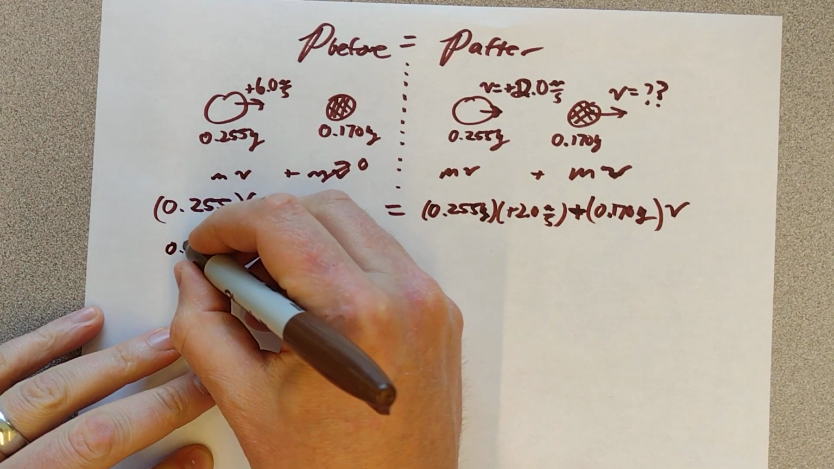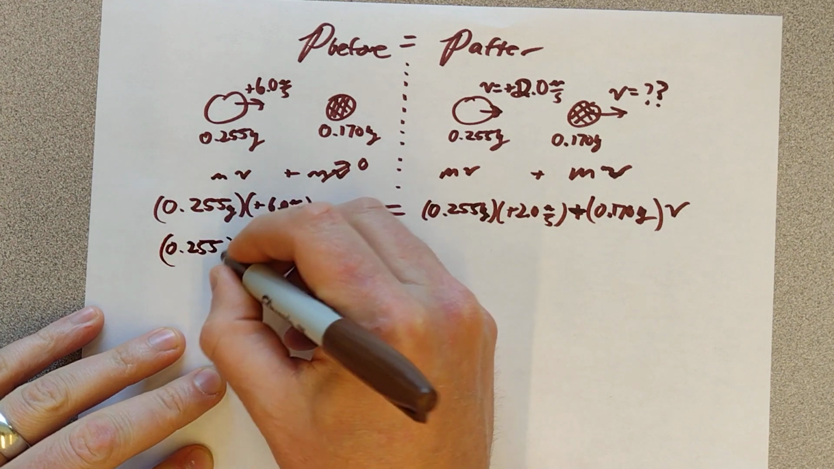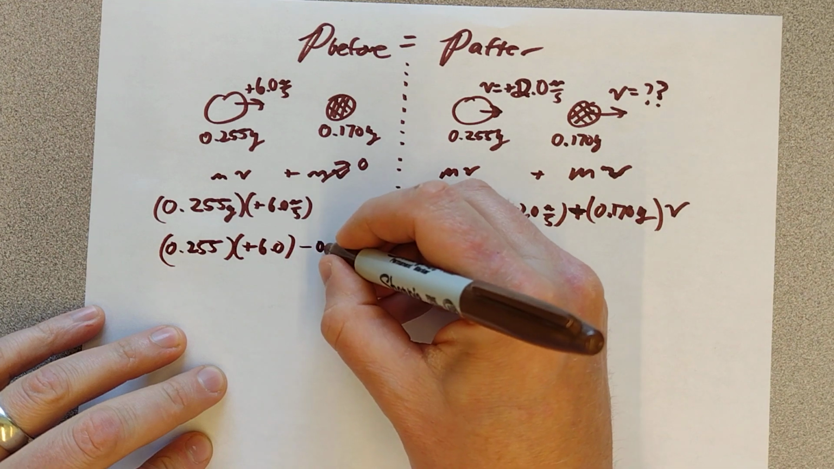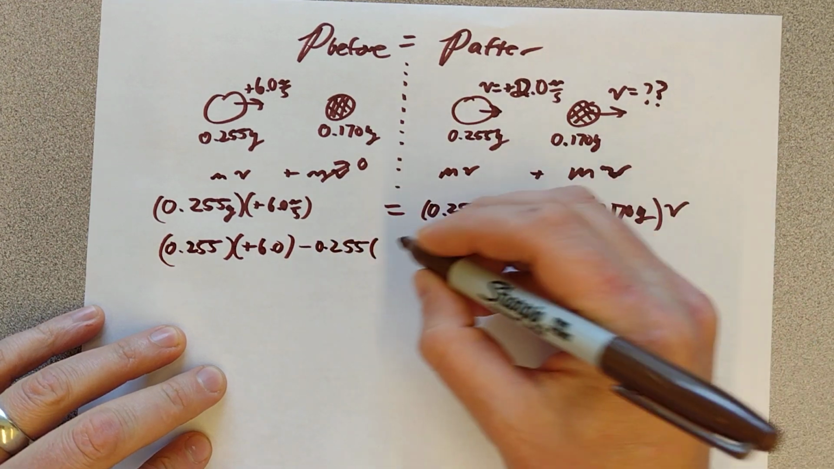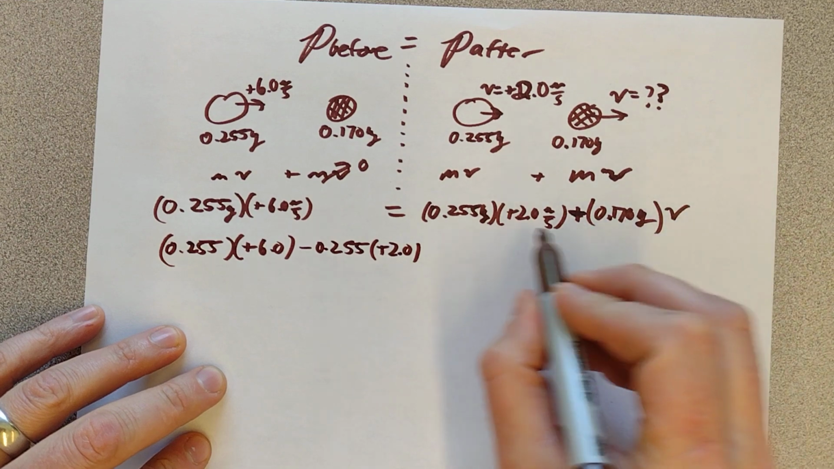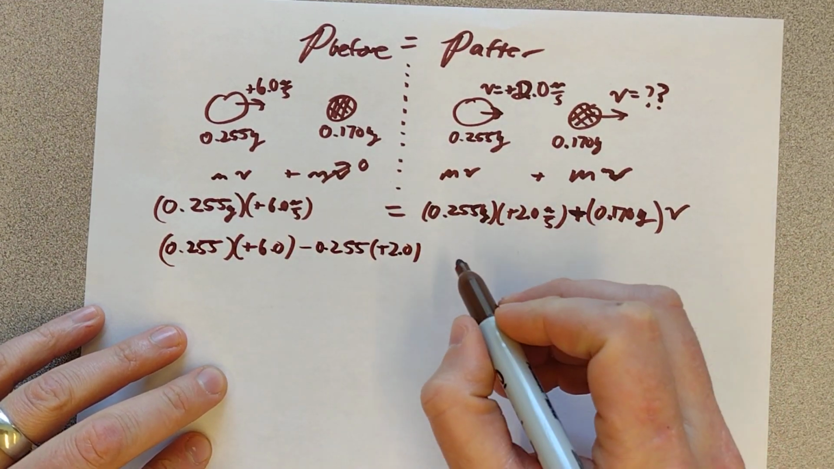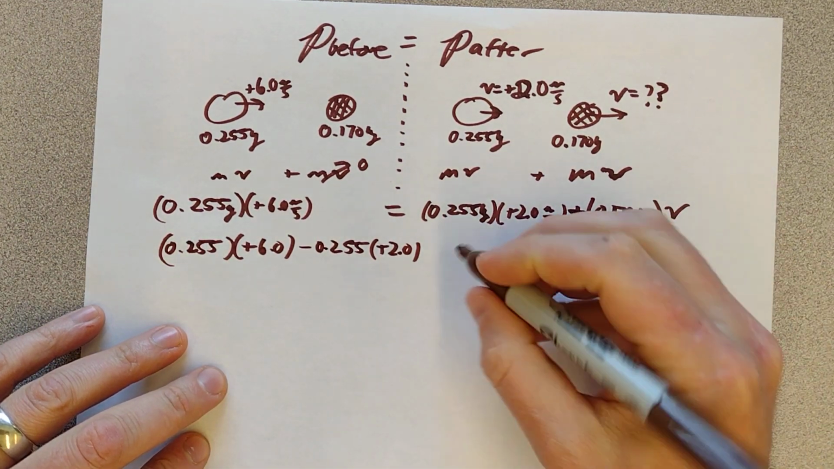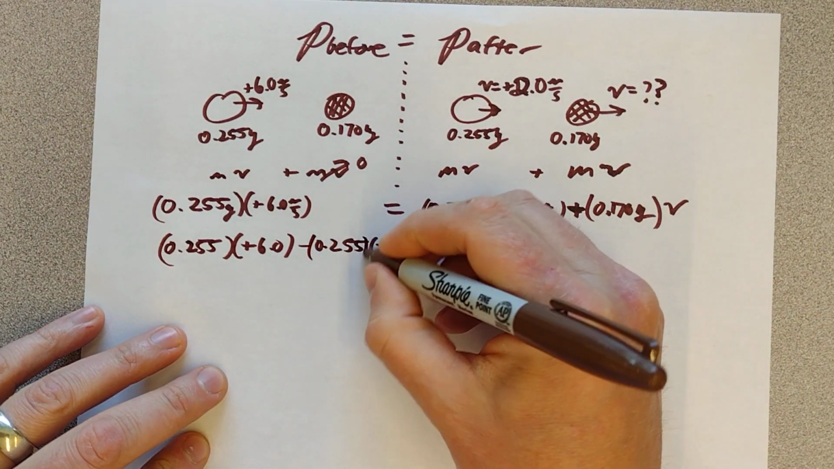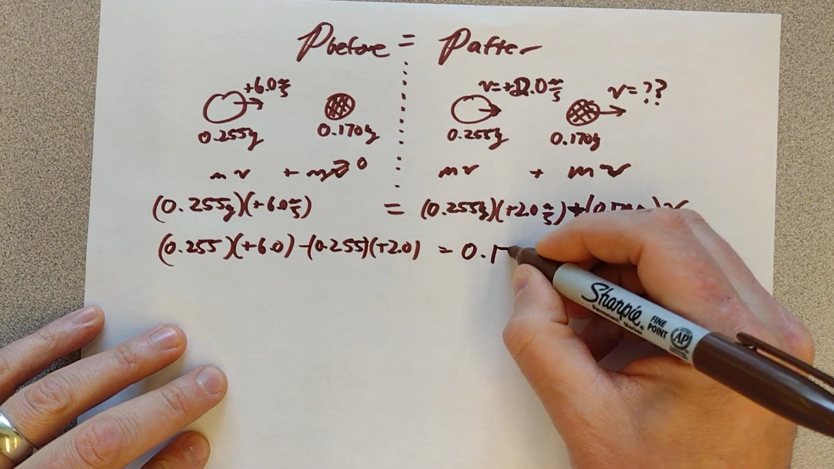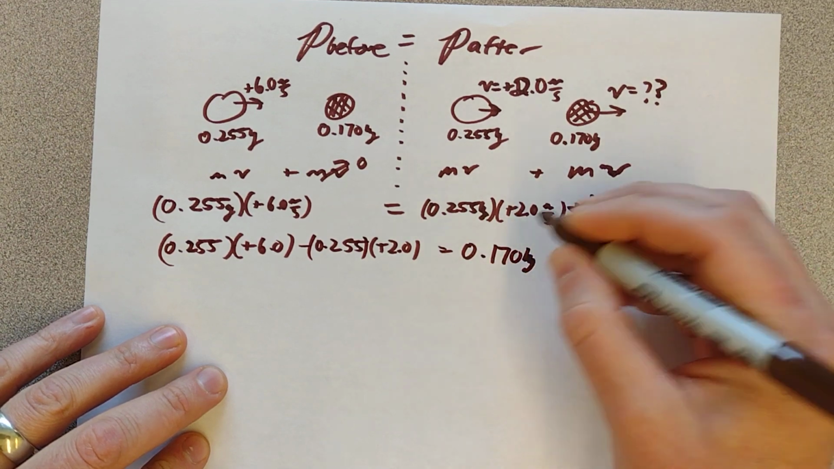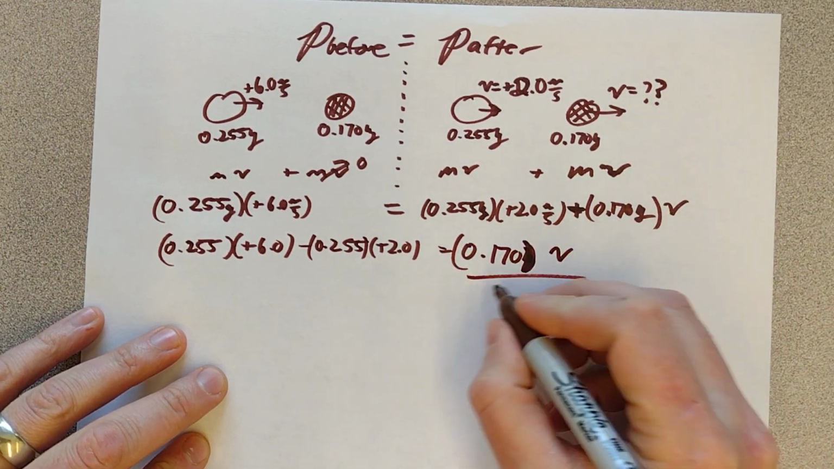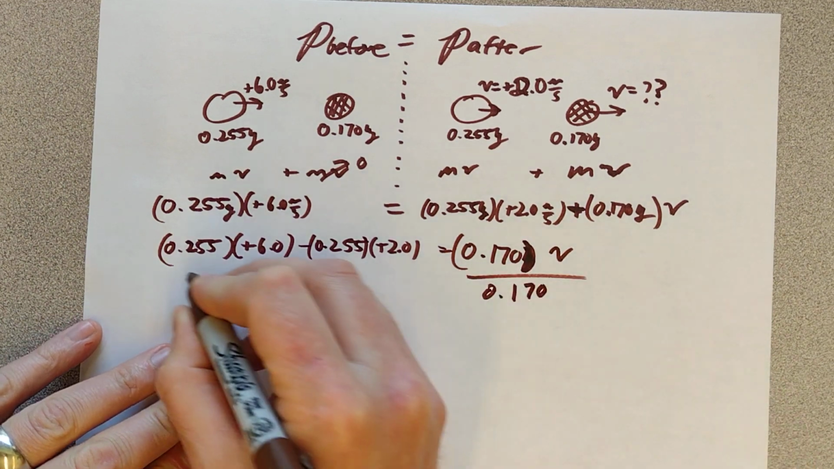So 0.255. I stop writing the units once I've substituted in. Minus 0.255 times plus 2.0. Because I've done everything in kilograms and meters per second, I know my answer is going to come out to be meters per second. I'm not going to continue on with the units here. Equals 0.170 times v, divide both sides by 0.170.